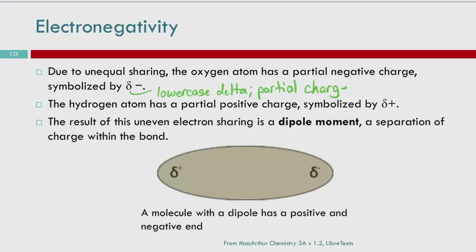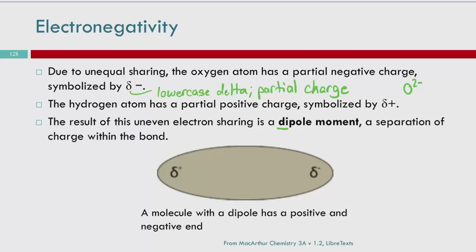So it's not like the full positive and negative charges that we get in ionic compounds. Like oxygen forms O2 minus when it's an ion. We're not talking about full charges. We're talking about just somewhere between no charge and 1 charge. Like if it completely stole the electron, that would be 1 charge. The hydrogen atom, because it has less than its fair share of electrons, gets a partial positive charge. And the result of this uneven electron sharing is what we call a dipole moment.